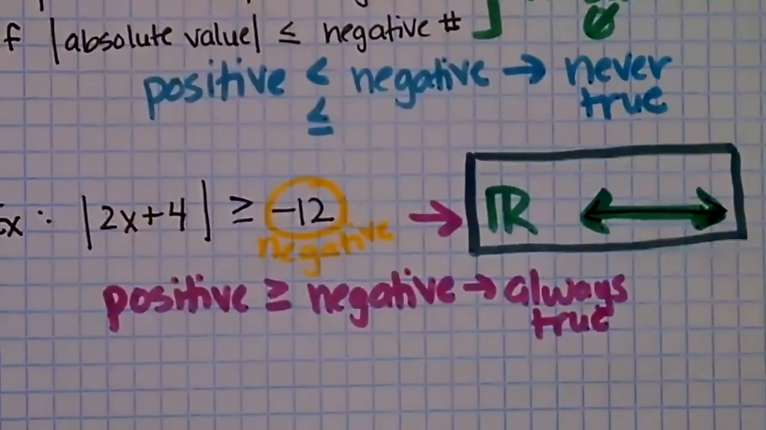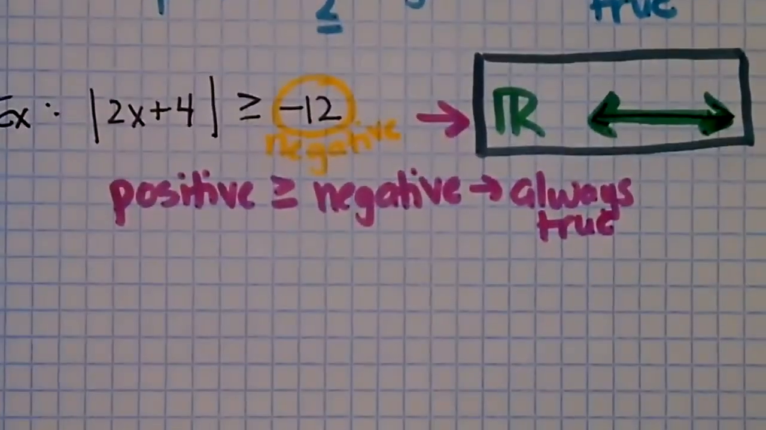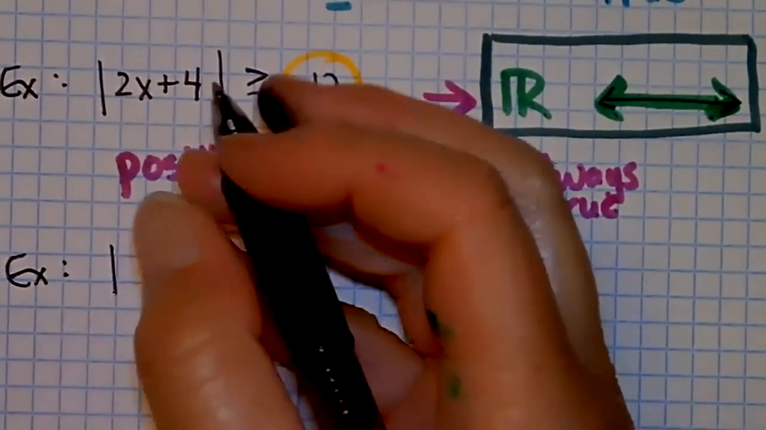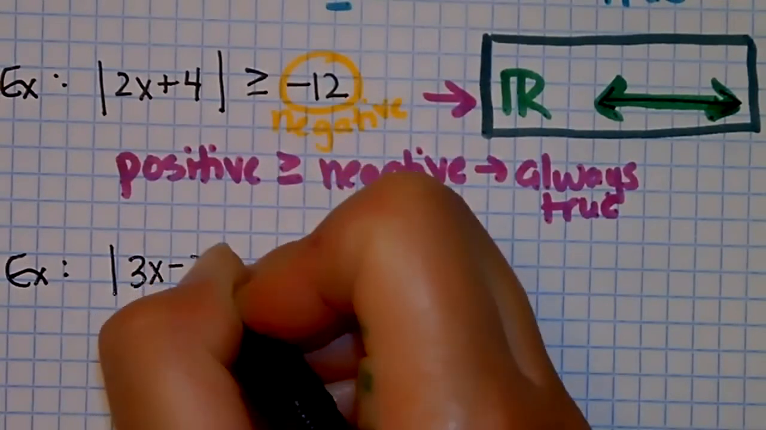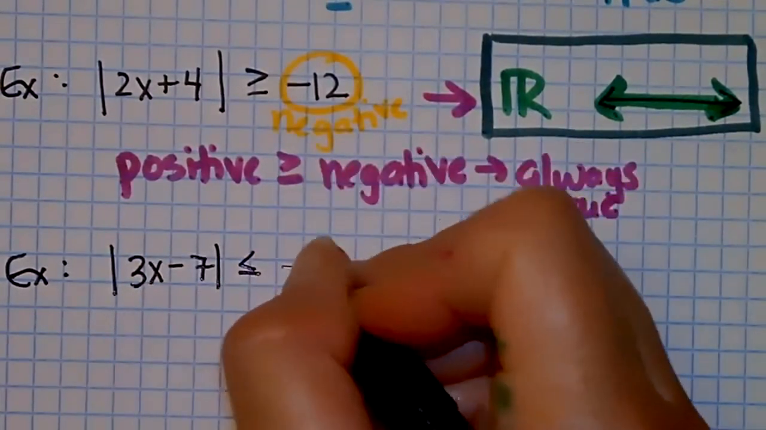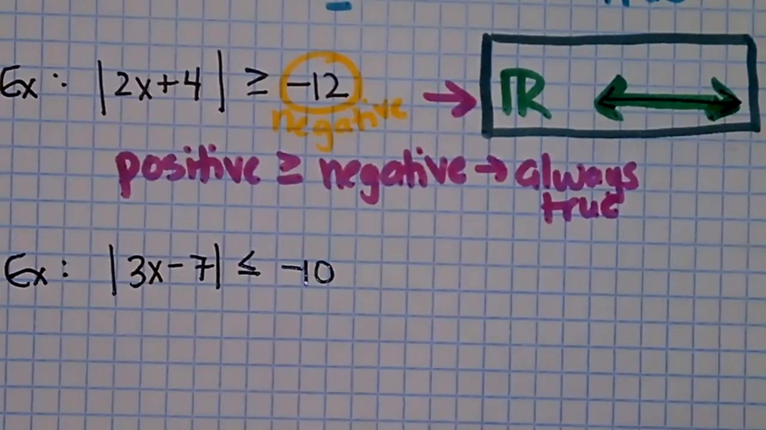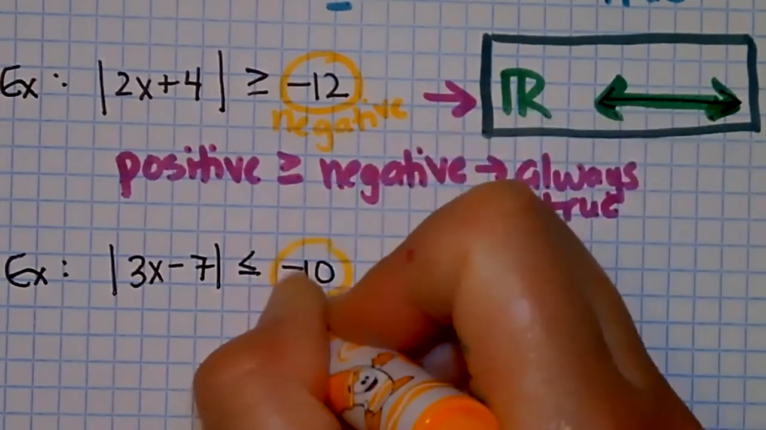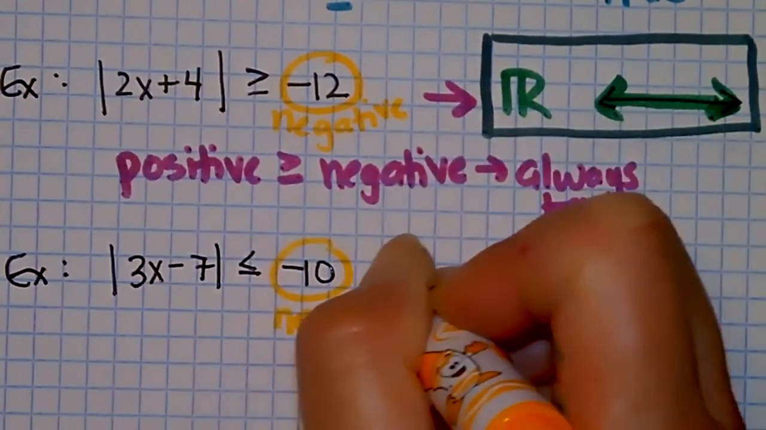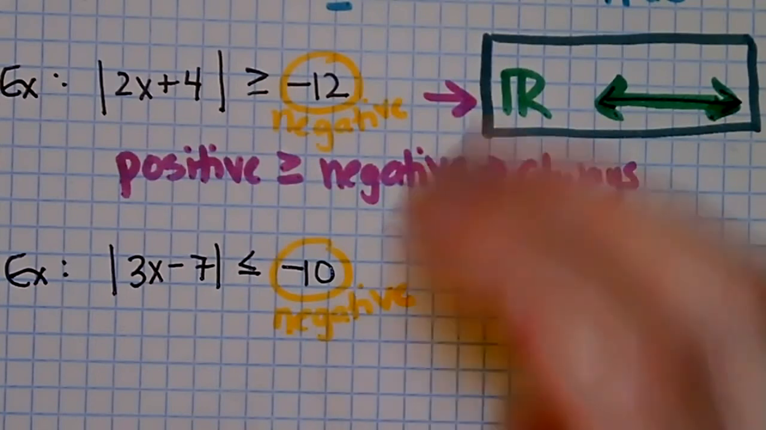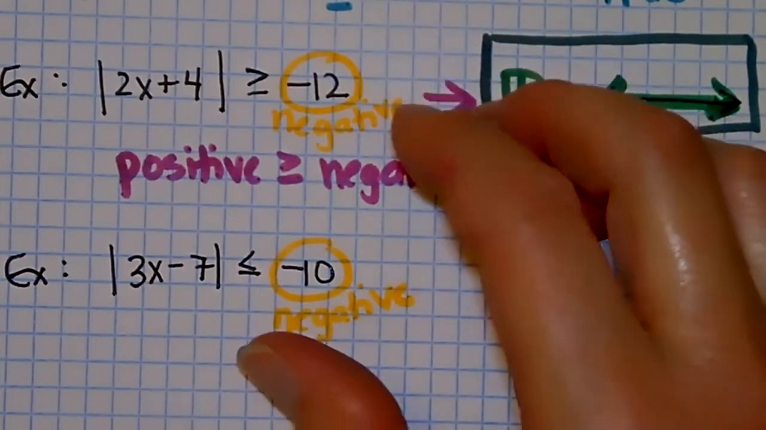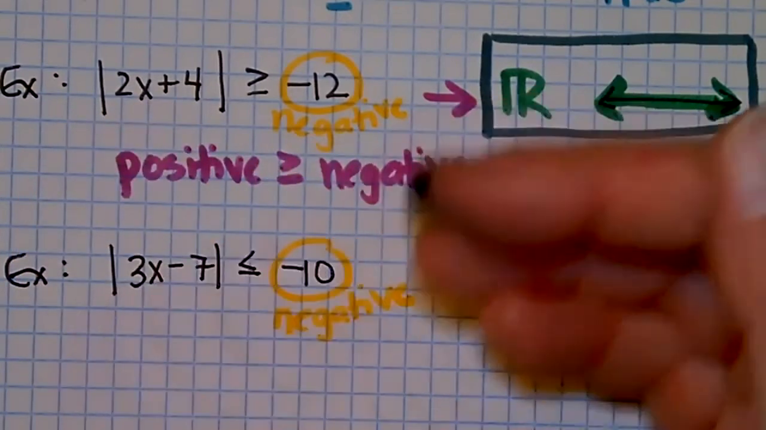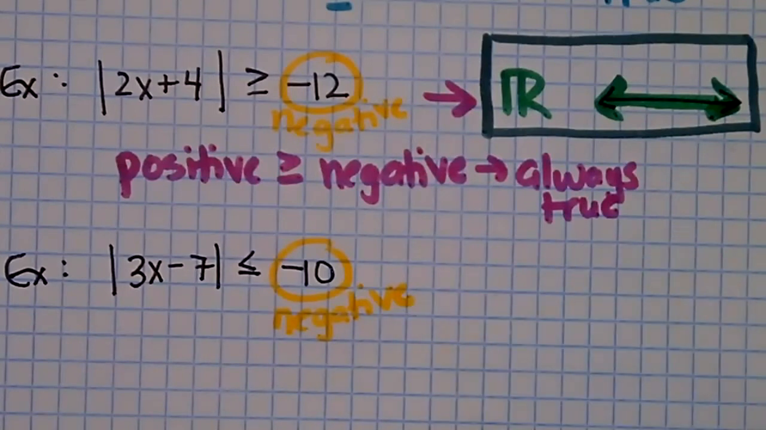So let's try another one. Okay, so let's say, for example, I have the absolute value of 3x minus 7 is less than or equal to a negative 10. And again, you notice that this is a negative. And just like the other day when we were trying to decide if it's positive or negative when we're doing absolute value equations, we always want to make sure that our absolute value is isolated first. All of these ones are, okay? But you always want to make sure that they're isolated.